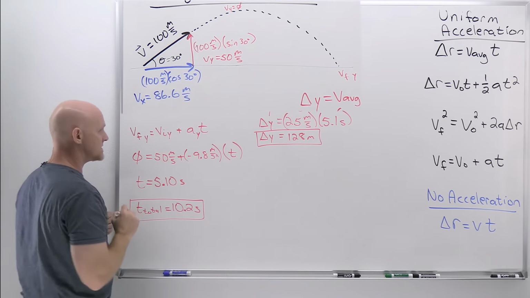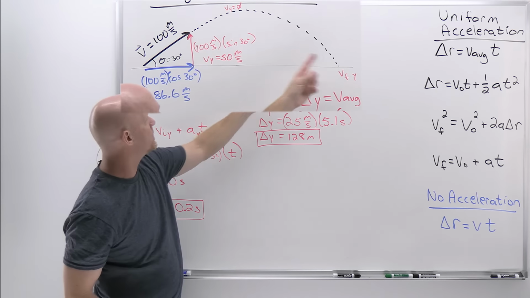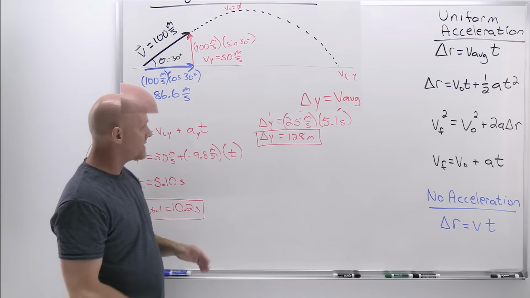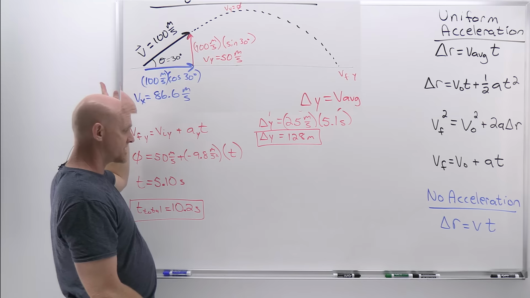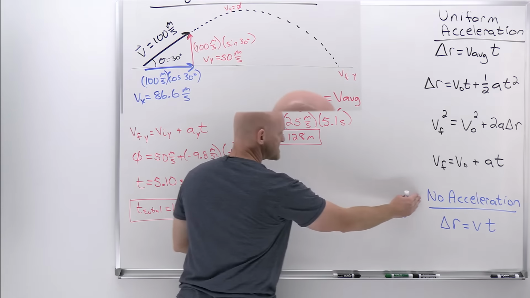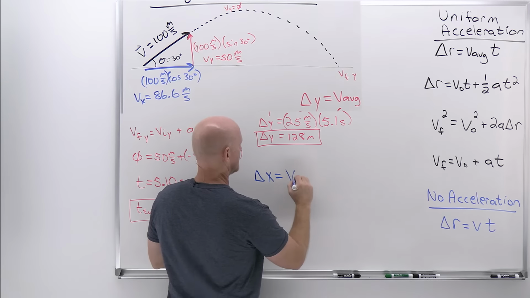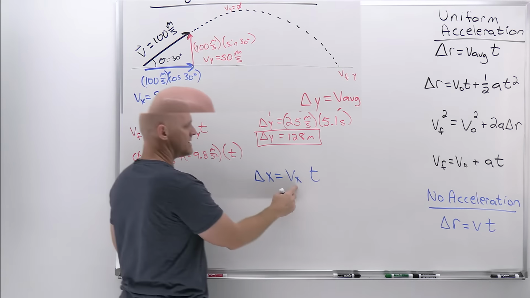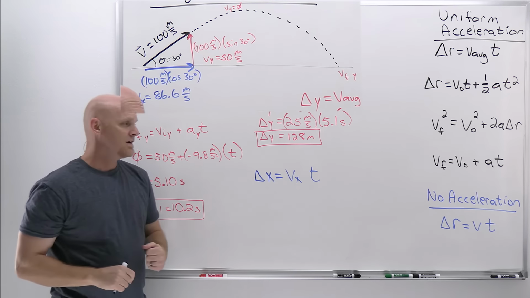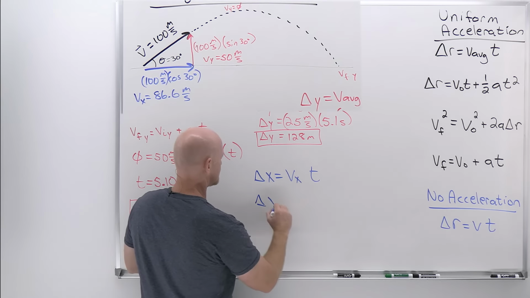Total journey, 10.2 seconds. And then the question is, how far away does the ball land from the batter horizontally? Sometimes we call that the range in projectile motion, that x displacement. And that's what we're solving for, x displacement. And again, with no acceleration in the x direction, constant velocity, the only equation we have is delta x equals the x component of the velocity times time. And again, it's that velocity that's constant with no acceleration in the x dimension. And plug and chug once again.